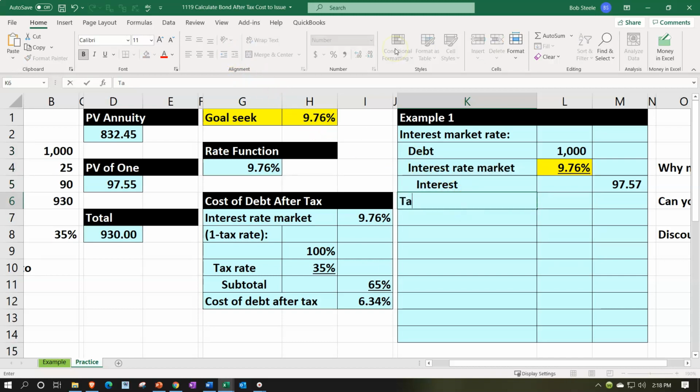Again, the tax benefit, and this is going to be the interest expense. Let's call it expense deduction. So we can deduct the interest expense.